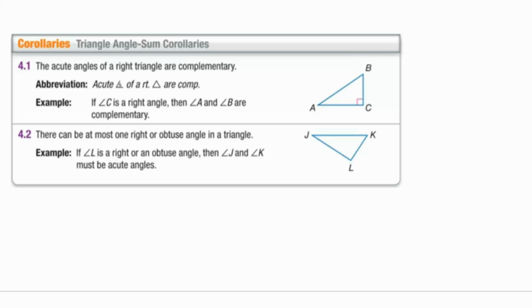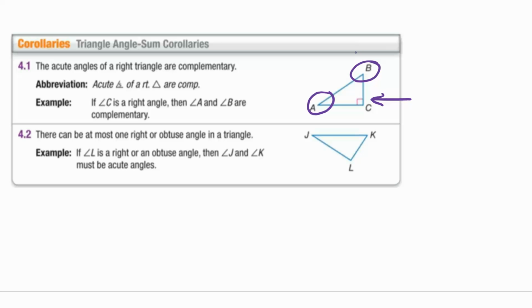The next two corollaries that we've spoken about already: if we have a right triangle, and a right triangle means that one of the angles equals 90 degrees, then the other two angles have to sum up to be 90 degrees. So that means that the other two angles in a right triangle are acute angles, and they're complementary.